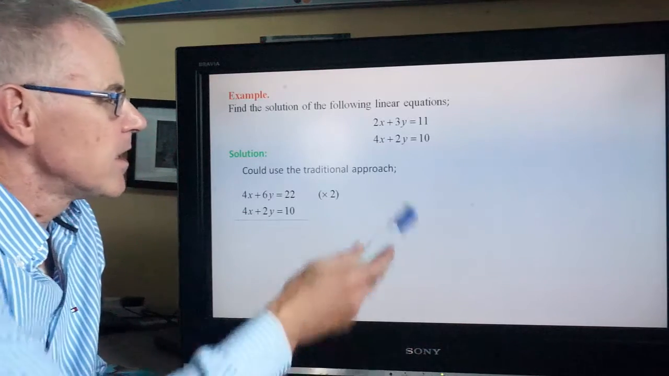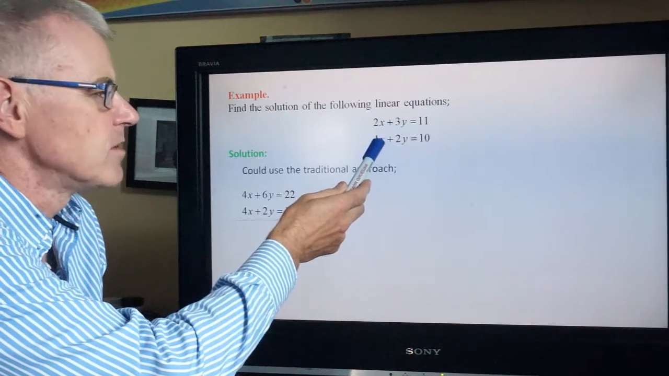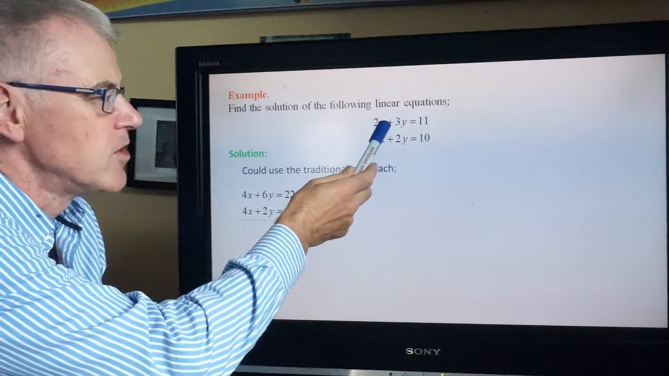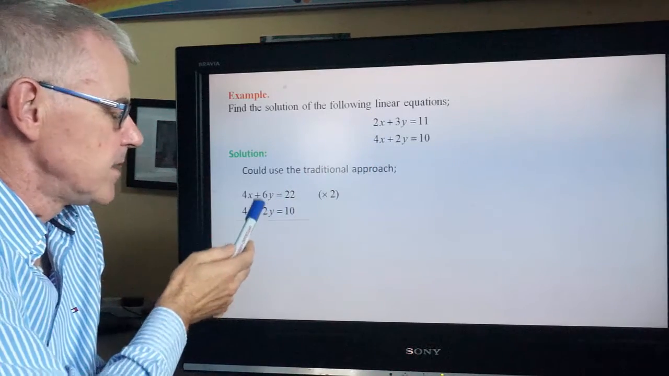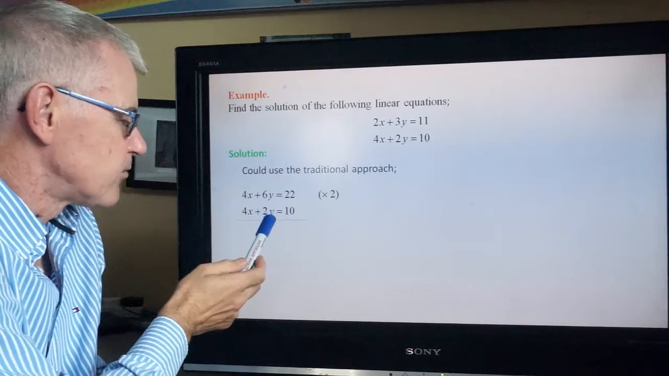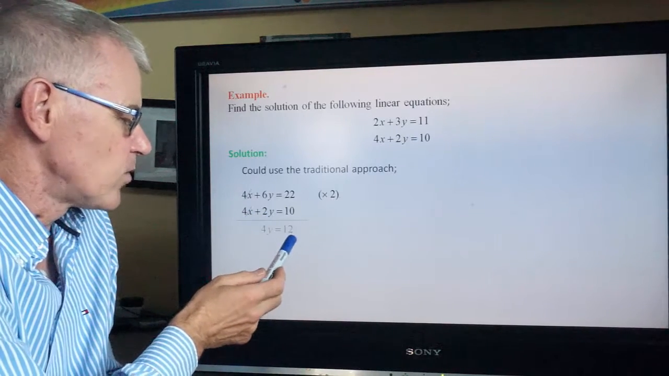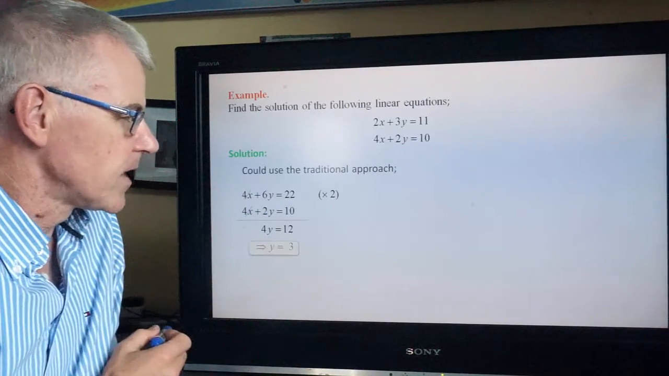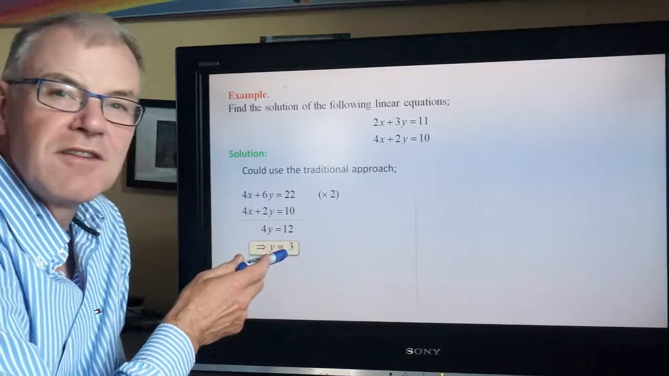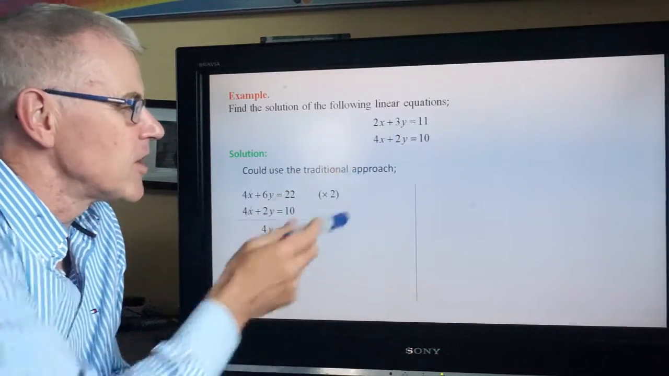Now we could apply the traditional approach to solving simultaneous equations. So we could simply multiply the first equation by 2 to bring the x's to be of the same value. And then when we subtract the two equations, the x's cancel and we get 4y equals 12, y is equal to 3. So we could then substitute the value of 3 back into either of the equations.